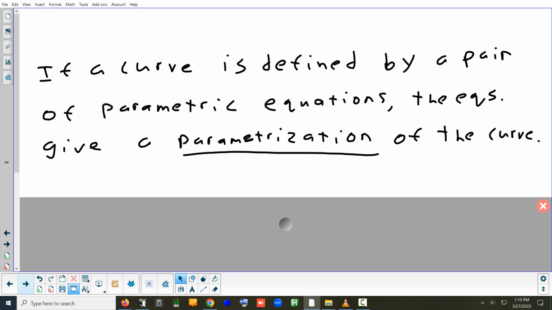So when you take a picture, it's another vocabulary word, and you describe it with a pair of parametric equations, you can say that those equations give you a parametrization of the curve. So if I gave you a picture on a test, and I said for you to find a pair of equations parametrically that matched what the picture is showing you, you would be finding a parametrization of the curve. Writing parametric equations, that's what it means.